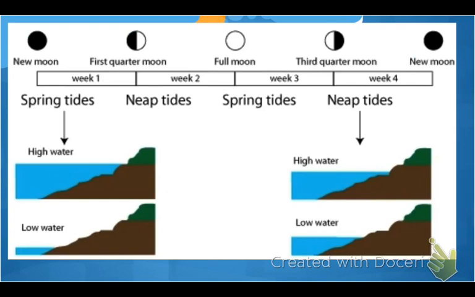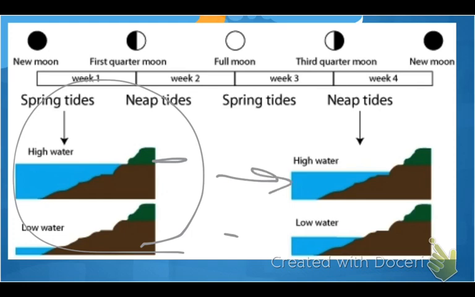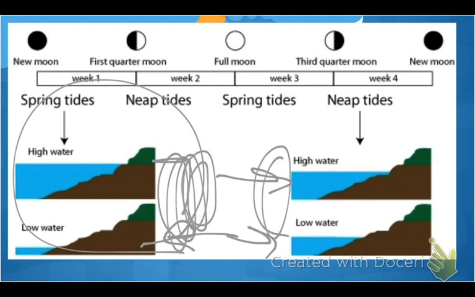This picture is simply showing you the difference in your extreme high spring tides and your lower neap tide. So in the spring tide here, you can see the high tide is a lot higher than it is on the neap tide, and your low tide is much lower than it is on the neap tide. So this has a bigger difference in tides when this has a smaller difference.